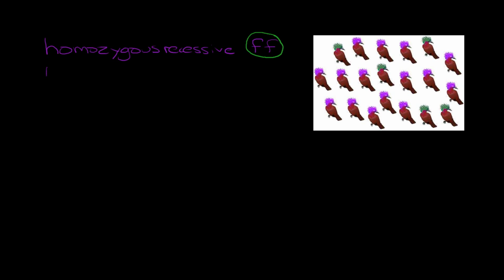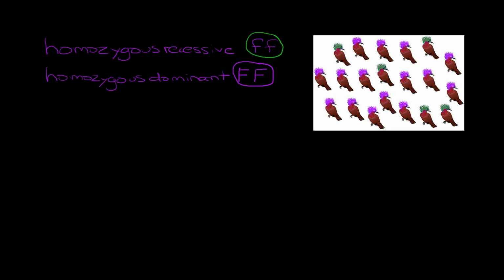Now, the other term that we have to discuss is homozygous dominant. Homozygous means the same allele. Dominant means the capital letter. So we're going to have 2 of the same alleles, both of them dominant, both of them capital. And if you remember, the dominant allele codes for purple feathers.